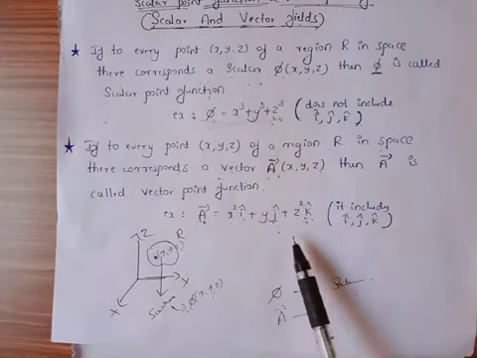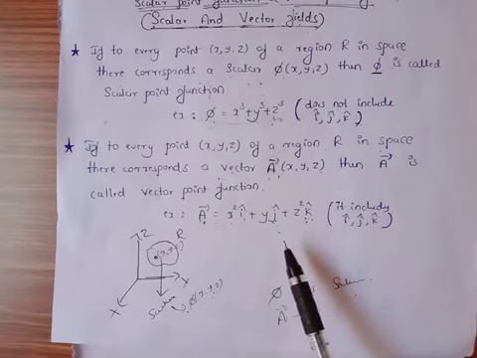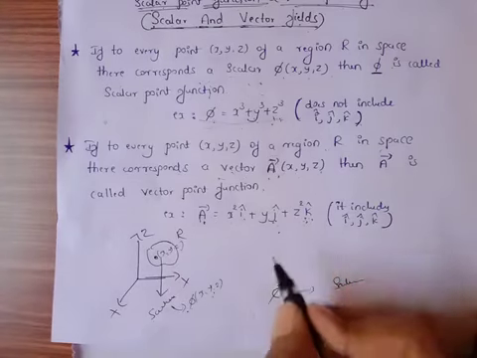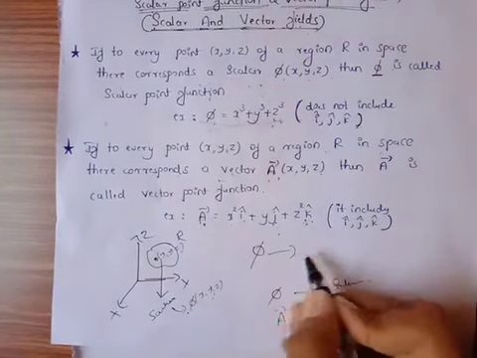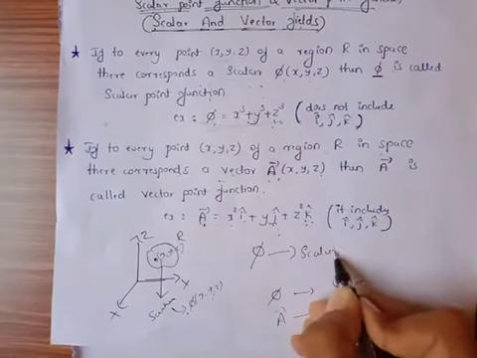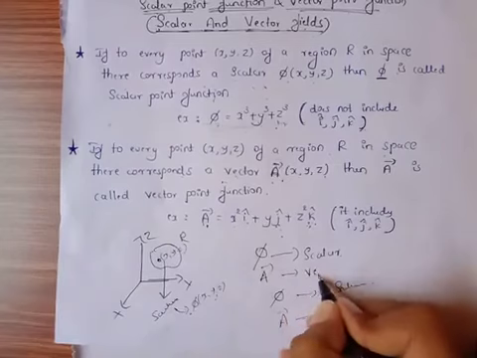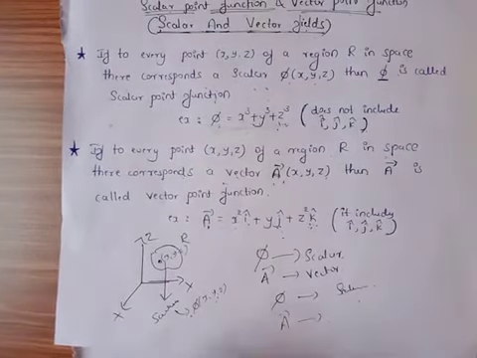So what it means is that in future, whenever we denote phi, that phi is always a scalar. Similarly, vector A is always a vector quantity. Next, let us see the next definitions.